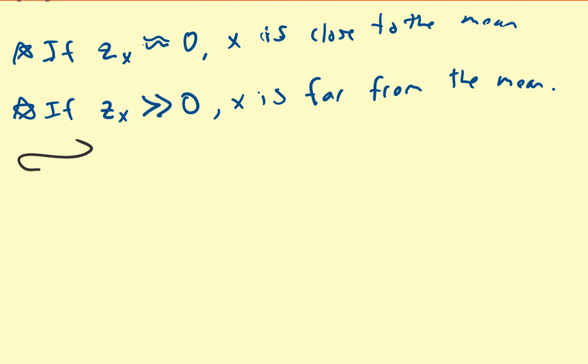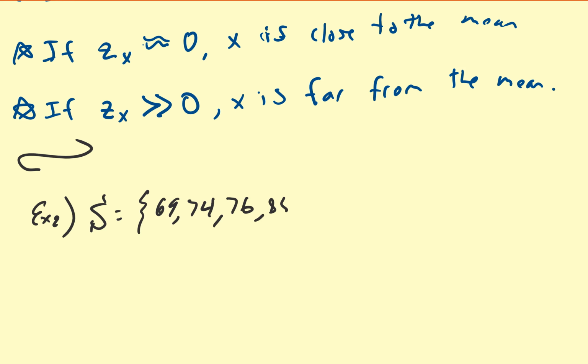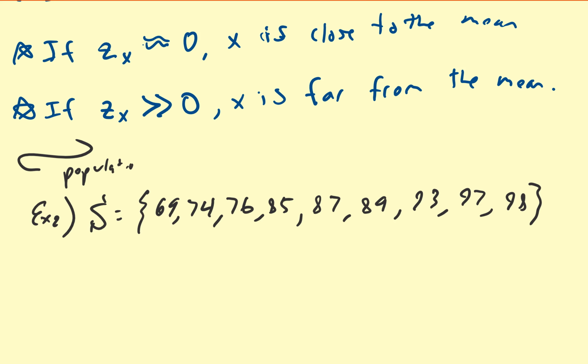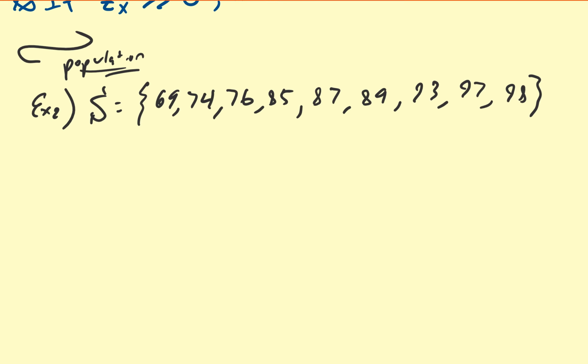Let us demonstrate with another example. Let us assume a set of test scores is given by 69, 74, 76, 85, 87, 89, 93, 97, and 98. And of course, let us assume that this is a population. Firstly, you can find that the mean of this data set is going to be the sum of all our values divided by the number in the set. That's going to come out to 85.5.